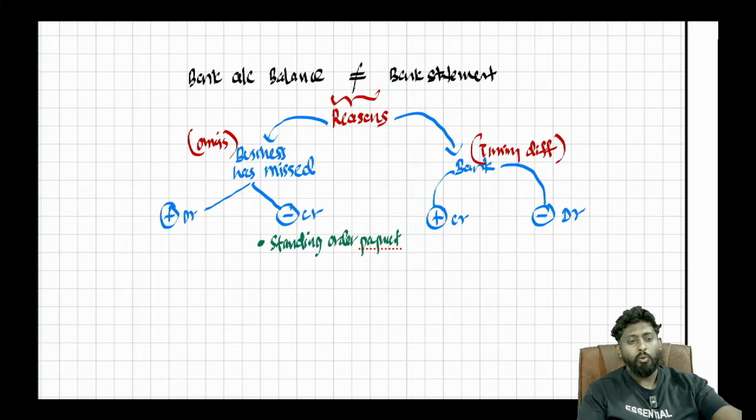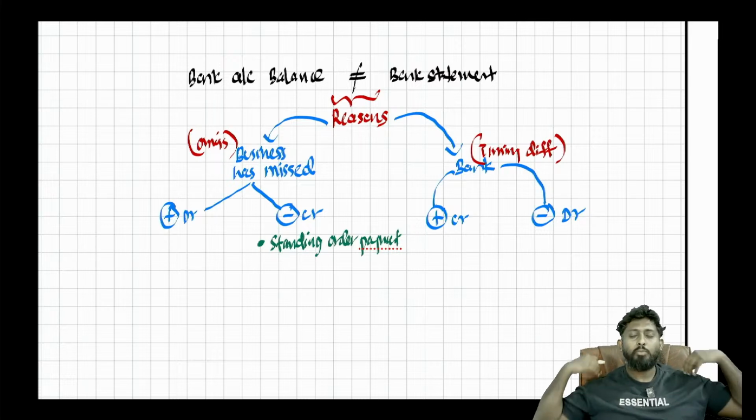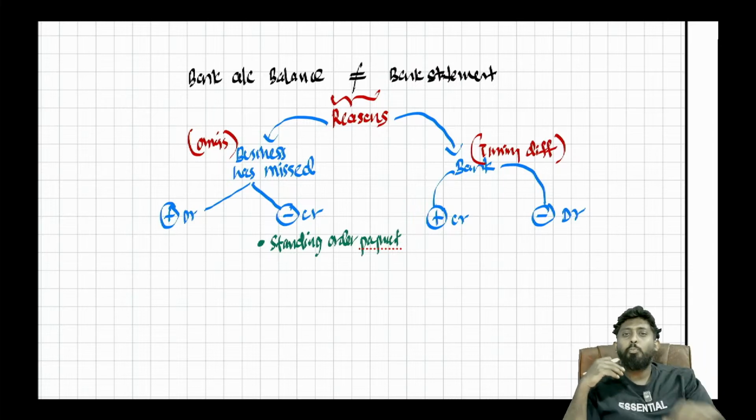For instance, you all can understand something like this. I can tell my bank to pay my insurance premium or my son's class fees every month. So the bank would be paying. The bank will be paying.